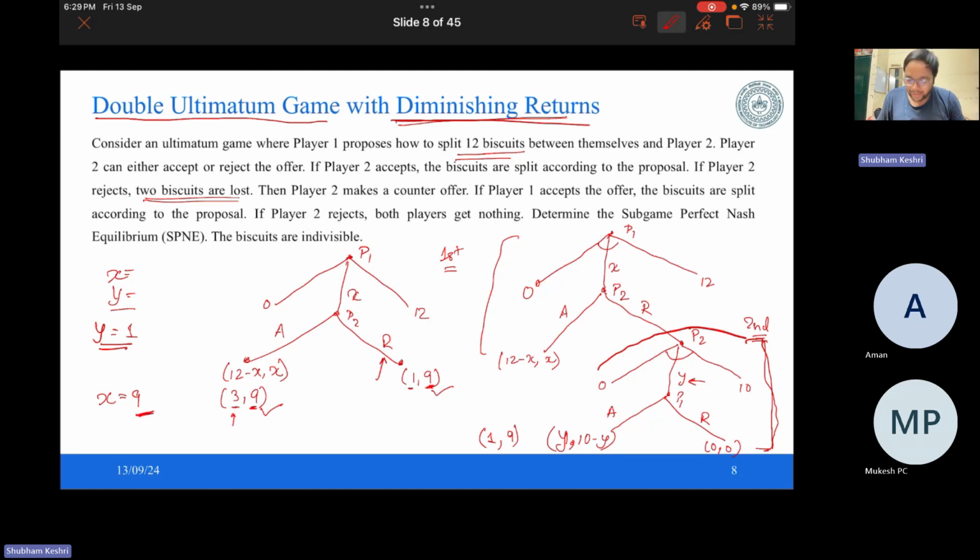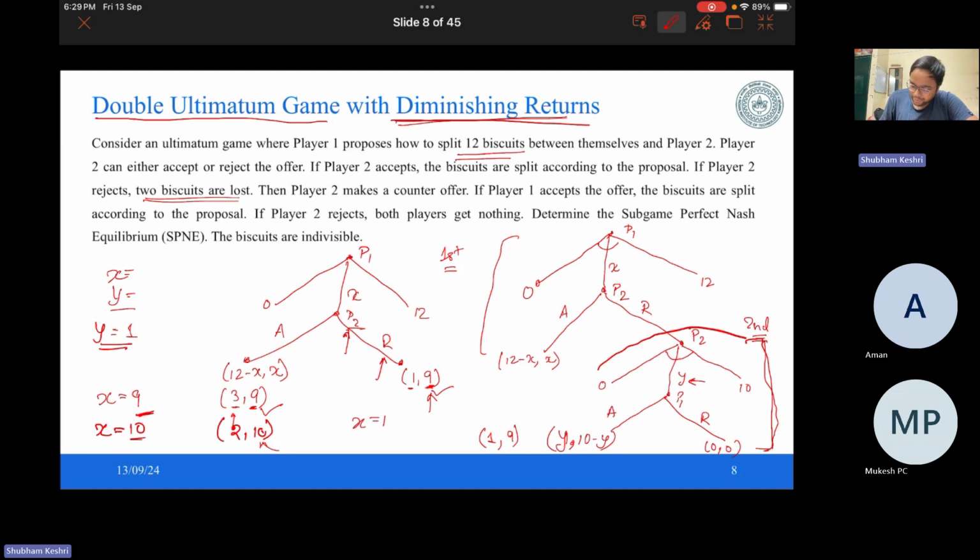Therefore, x equals 9 is not a subgame perfect Nash equilibrium, because player 2 might threaten player 1 that I may reject the offer. Therefore, x equals 10. When x equals 10, the utility will become 2, 10, and player 2 doesn't have an incentive to reject. If he rejects, he gets a utility of 9, whereas if he accepts, he gets a utility of 10. Therefore, x equals 10 in this case is the subgame perfect Nash equilibrium.